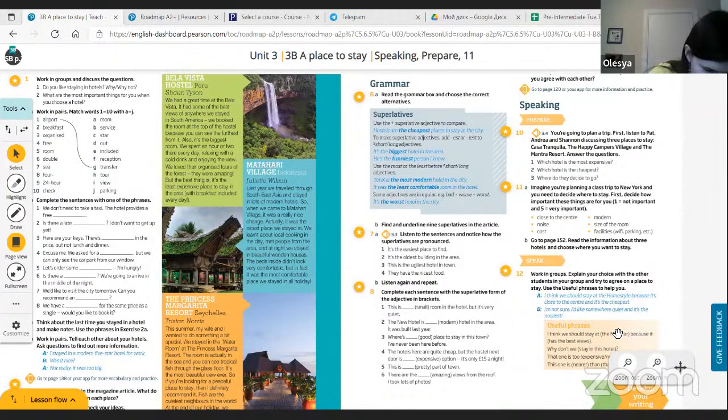I like to stay. Так, Людмила, can I start? Yes, you can. Так. Bella Vista Hotel has a good size of the room and has a good view.